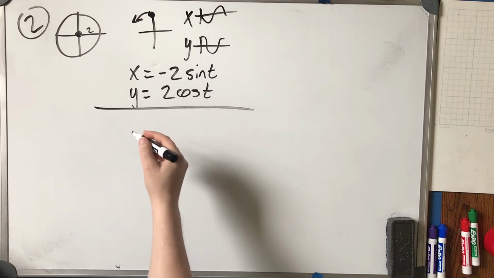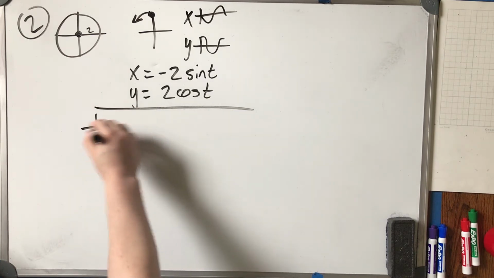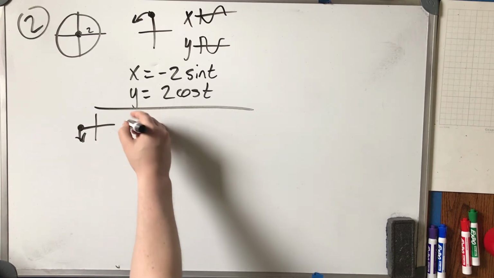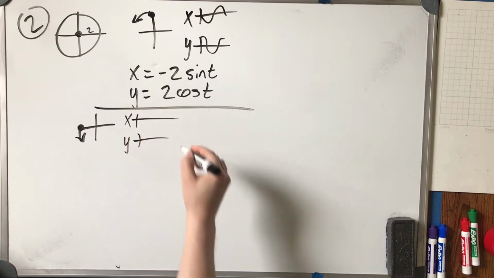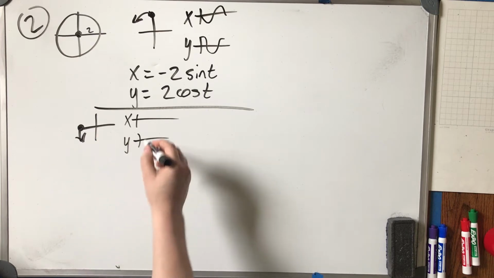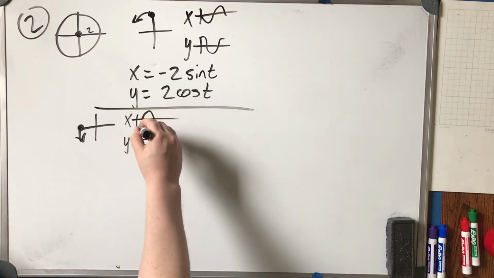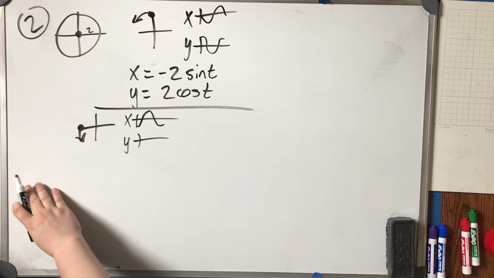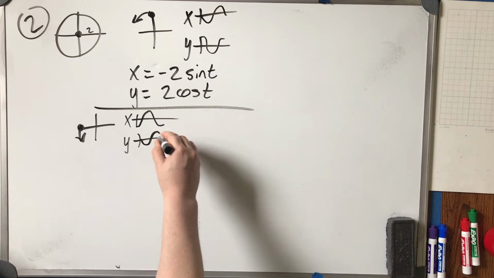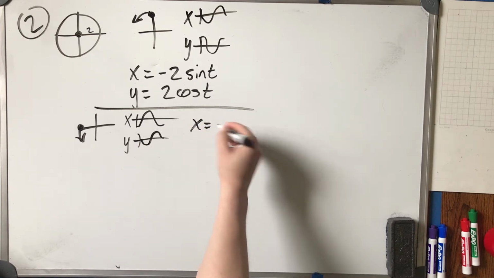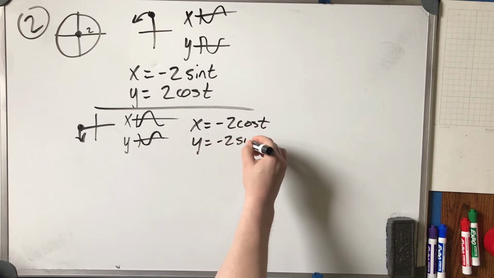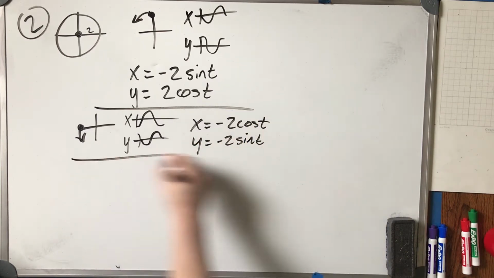Part B is starting at -2, 0, so that's over here, and we're going counterclockwise. Again, I'm going to first try to figure out which one is cosine. If I'm starting over here, that's the lowest possible x value. So x is a negative cosine, negative because it's starting at the minimum. Y is starting at 0 and it goes negative, so y is going to be a negative sine. That gives me my two equations: -2 cosine t for x and -2 sine t for y.